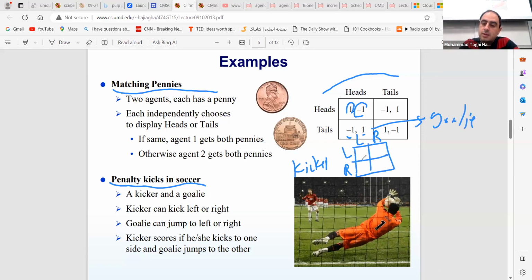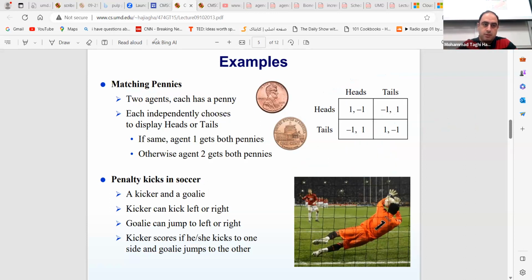So if both of them choose left, left, then in this case the goalie wins and the kicker loses. And if right, left, then the kicker wins and the other one loses. And for this one, also 1 and minus 1, and the other one would be minus 1. So that's another one, and as you see, again, the sum for all of them is equal to 0. That's the thing, that is a constant sum game. Good.